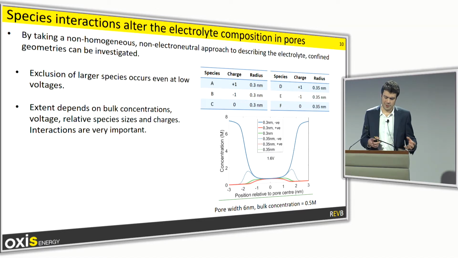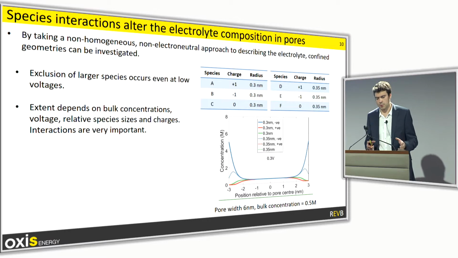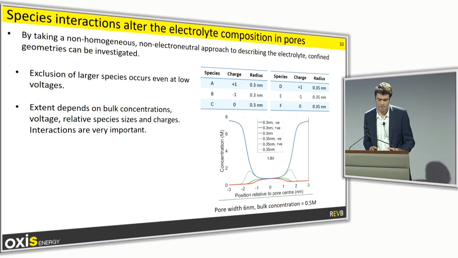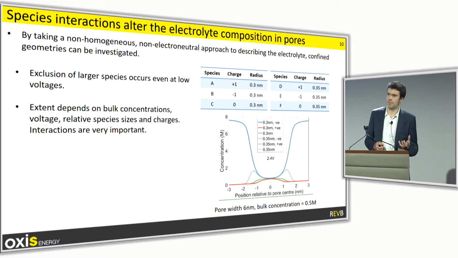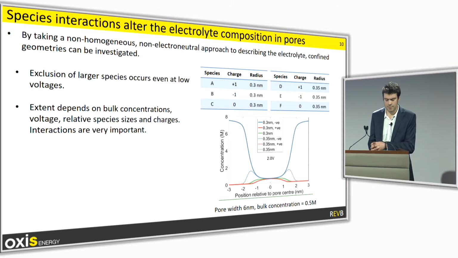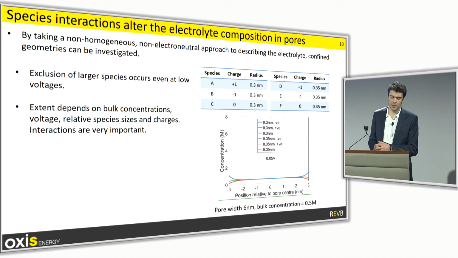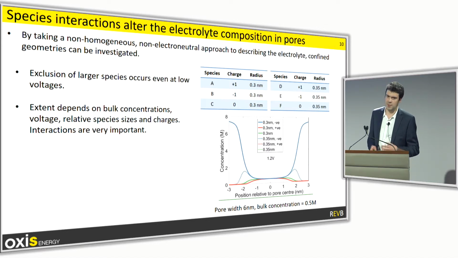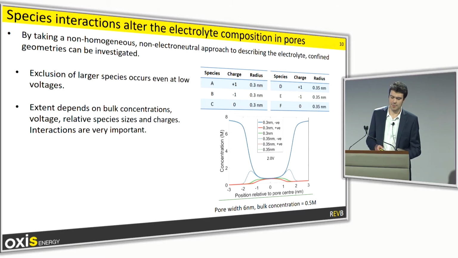Now, the extent of the exclusion depends on a range of factors. It depends on the voltage that you applied, the size of the pore, and the size difference between the species. As I said, you've got an electrolyte solution which has some very large high-order polysulfide species, as well as some much smaller low-order polysulfide species, which potentially has some consequences when you start thinking about the mechanisms.